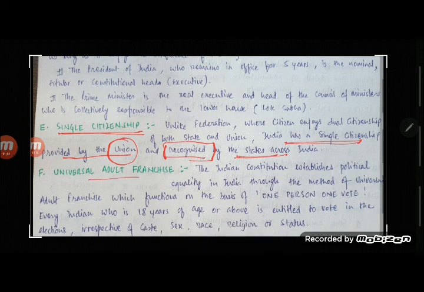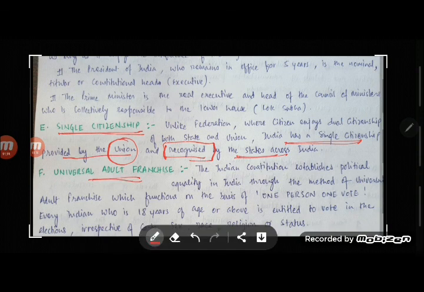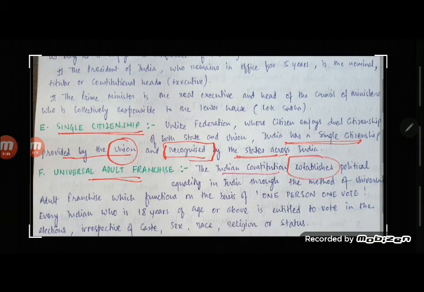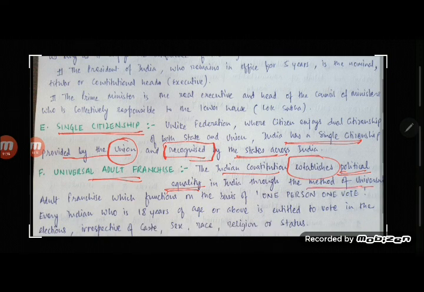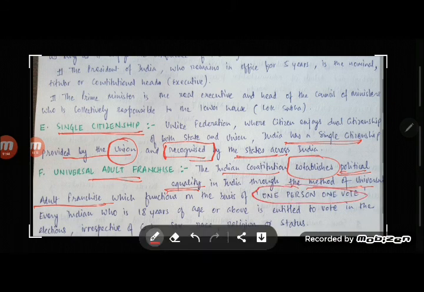The next topic is universal adult franchise. As we all know, everyone has the power to elect their representative by casting their vote. So the Indian Constitution establishes political equality in India through the method of universal adult franchise. Every poor or rich person has equal rights in casting their vote in India. This method functions on the basis of one person, one vote. So every person has the right to vote, and one person has one vote.